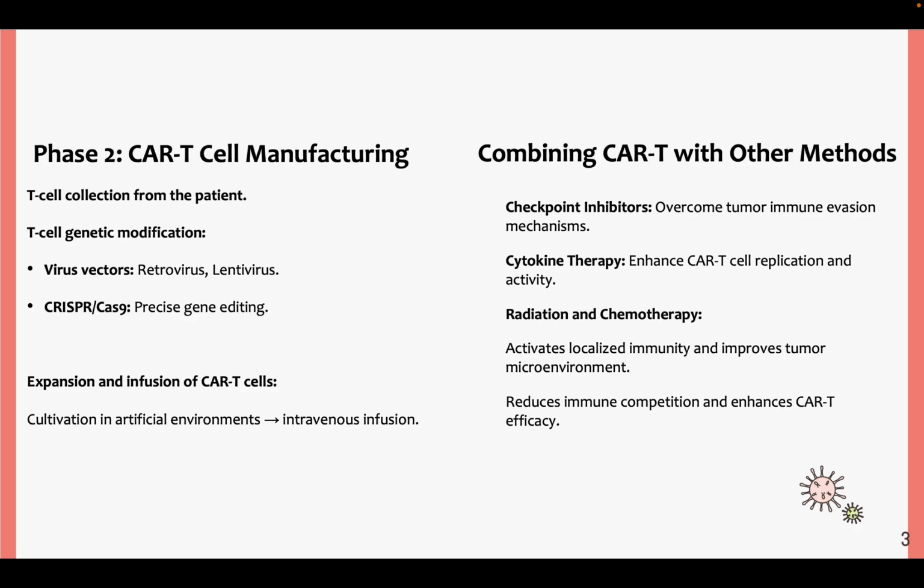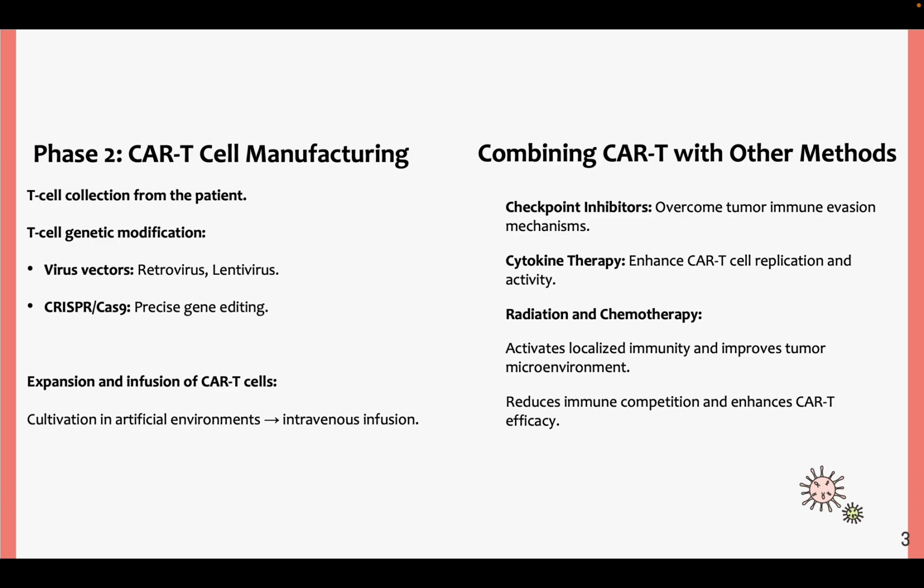There are 2 ways you can create a CAR T cell: viral vectors or CRISPR. For the viral vector, we can use retrovirus and lentivirus. CRISPR is a precise genetic editing technique.